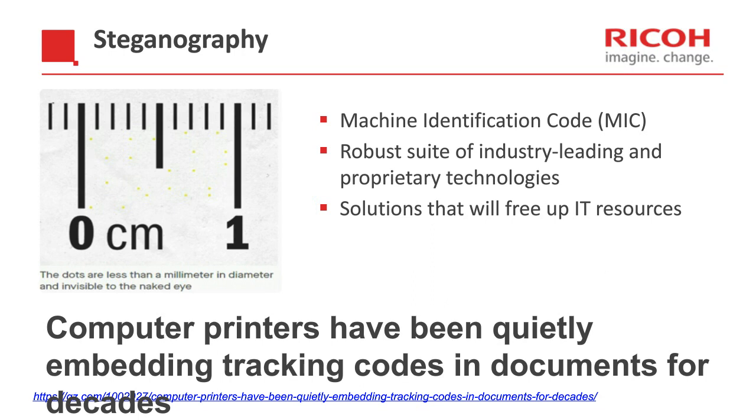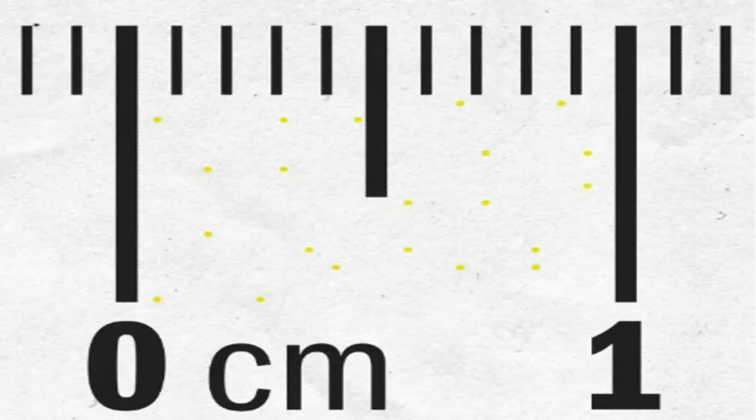If I go on to the next slide, I've zoomed in on that, and hopefully you can all see those yellow dots. Those yellow dots are binary code and represent the serial number of the machine that this was created on. This is today, this is public knowledge. You can Google this and find out lots more information. And it's incredible that this goes on.